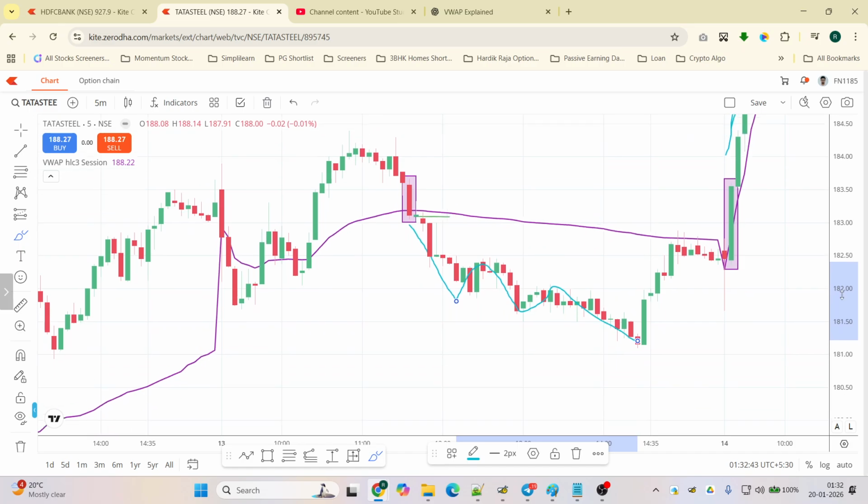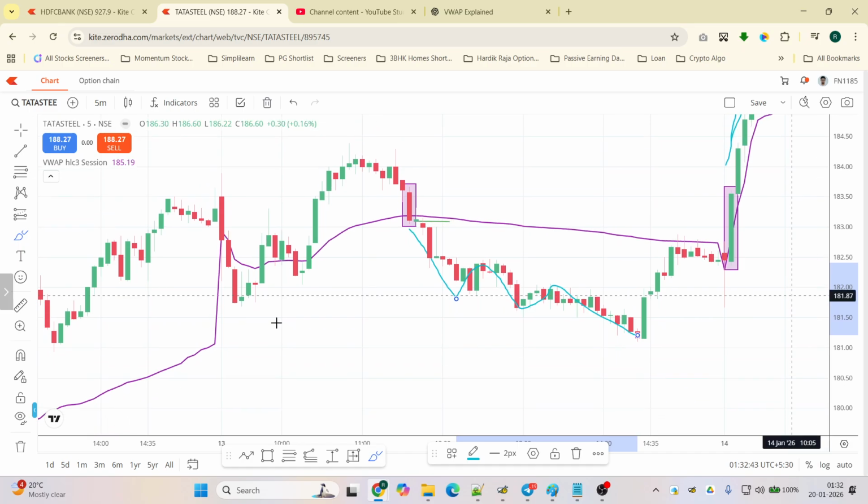So guys, in short, whenever any candle closes above the VWAP and the second candle closes above the previous candle's high, it is in an uptrend, and it is the exact opposite when a stock is going in a downtrend. Now I'm clearing all these drawings here.